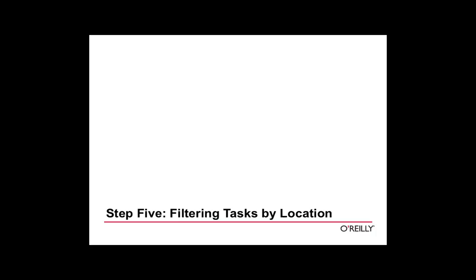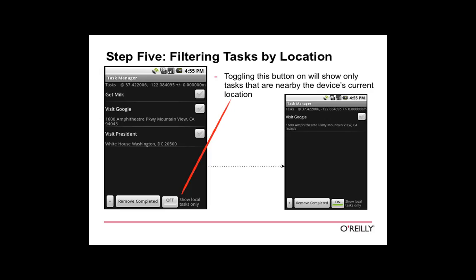Next step, final step, is we want to filter the tasks by location. So to do that, let's just put a little button down at the bottom of the screen. That'll act as a toggle button, which will say whether the user wants to show only tasks that are nearby or all tasks.